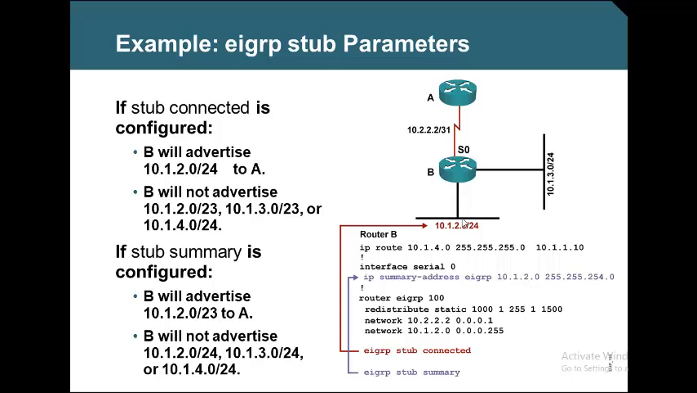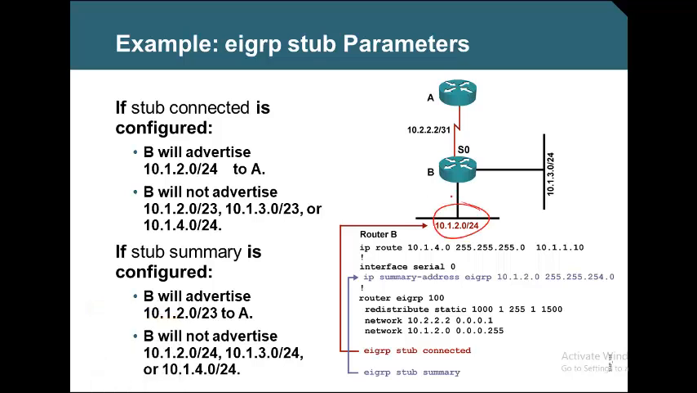Now the first scenario is, what if you configure stub connected? This is the command. Under router EIGRP 100, we say EIGRP stub connected. When we say connected, only the /24 network will be advertised. We are not running EIGRP on this interface. 10.1.3, you see, is nowhere mentioned. So the only network that router B will advertise is this one. This is what is going to be advertised because you have said connected.